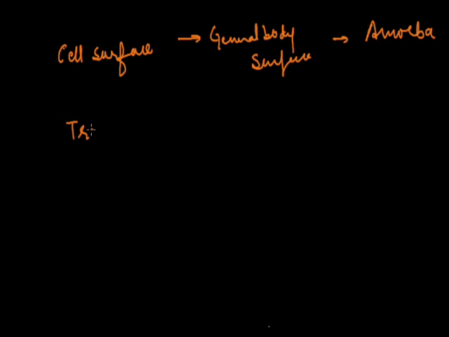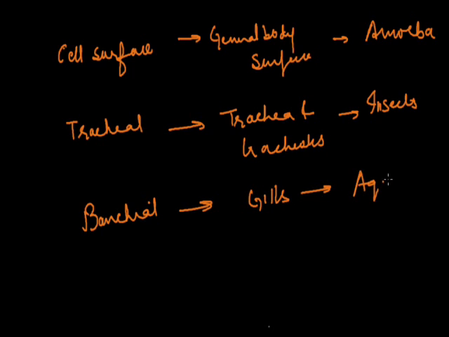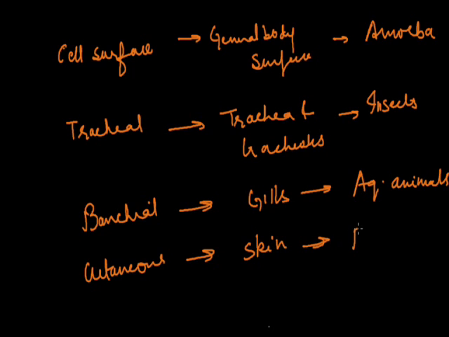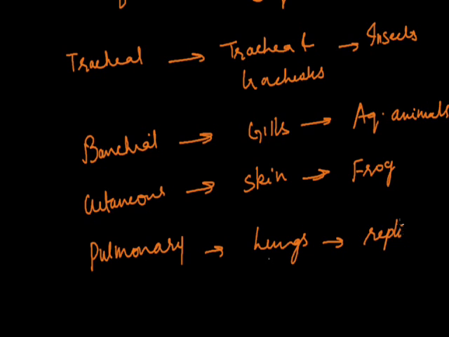There is tracheal respiration, which occurs with the help of trachea and tracheoles. It occurs in insects. There is branchial respiration, which occurs with the help of gills, mostly in aquatic animals. There is cutaneous respiration, which occurs with the help of skin, as in the case of frog. There is pulmonary respiration, which occurs with the help of lungs. Common examples are reptiles, birds, etc.